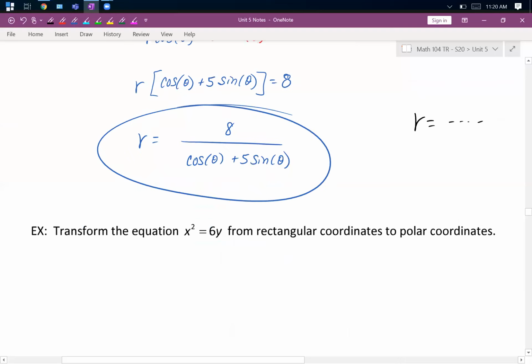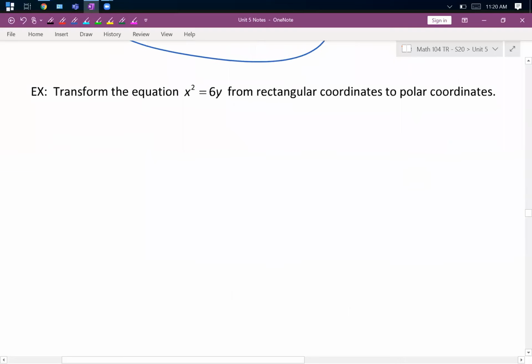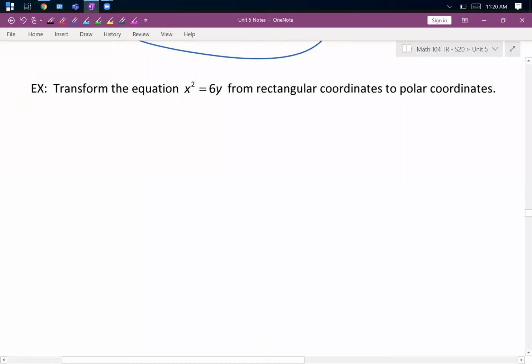All right, let's try another one. Let's transform x squared equals 6y from rectangular to polar. We're going to replace x with r cosine theta, so now this whole thing squared is going to be equal to 6, and then we're going to replace the y with r sine of theta.